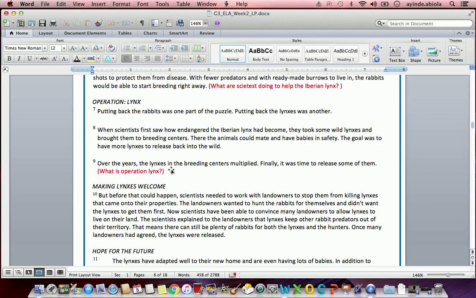Over the years, the lynxes in the breeding centers multiplied. Finally, it was time to release some lynxes. Can anyone tell me what is Operation Lynx?